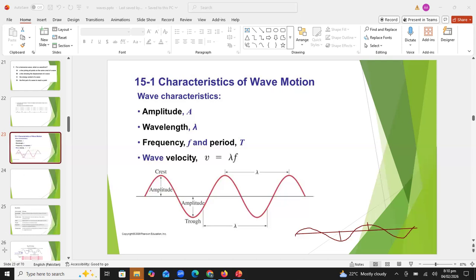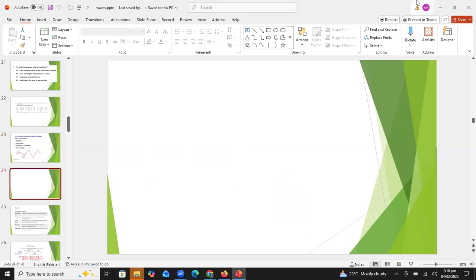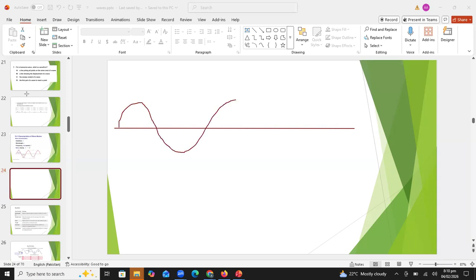Okay. Then I discussed the next thing, wavelength. How can we define wavelength? I told you, the horizontal distance of one cycle is called wavelength. I'm repeating, students, the horizontal distance of one cycle is called wavelength. The other definition I told you, the distance between one crest to another crest is defined as wavelength, or the distance between one trough to another trough.